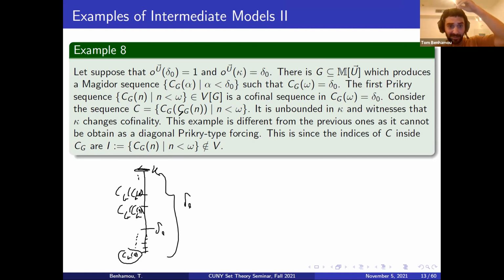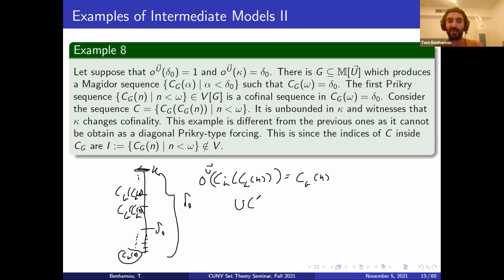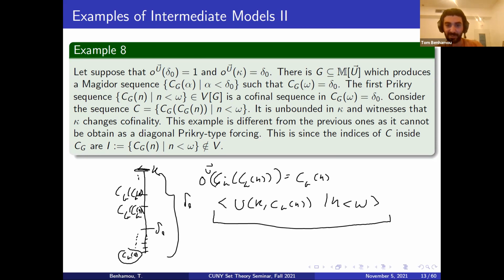Then this sequence, what forcing generates this sequence? Well, it also must be something diagonal because these points typically have order. So CG of n will have order. So it must be a Prikry point from the measure U kappa CG of n. So naturally, it would be a diagonal Prikry sequence for this sequence, because this is the order of each of these guys.